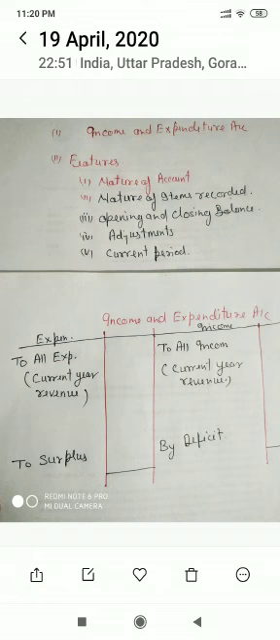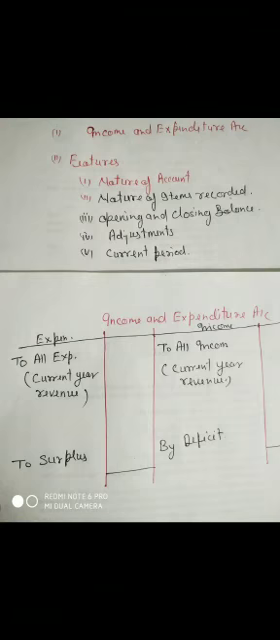Then we take the difference of expense and income. If the income side is more than the expense side, then a surplus will come on the expense side. If the expense side is more than the income side, then a deficit will come on the income side. Again, the features: first is nature of account, second nature of items recorded, third opening and closing balance, fourth adjustment, fifth current period. Okay, thank you.